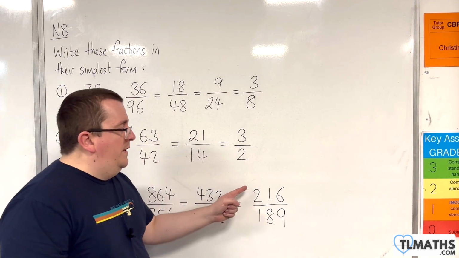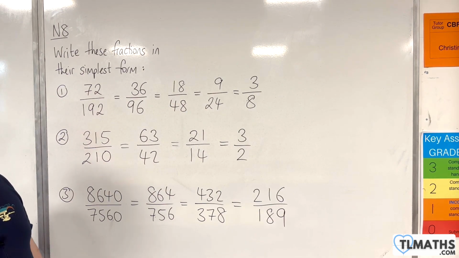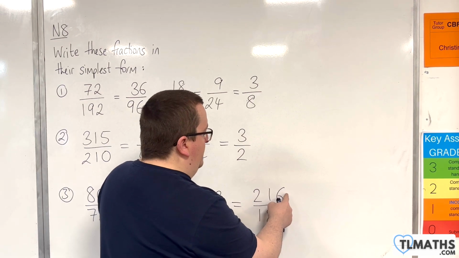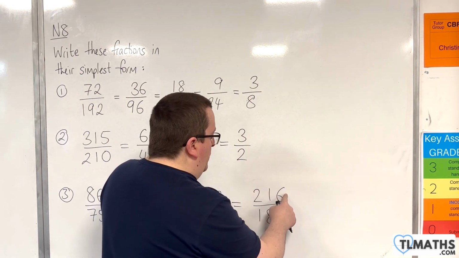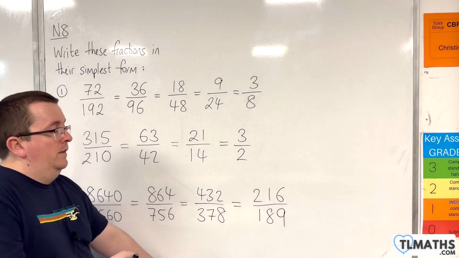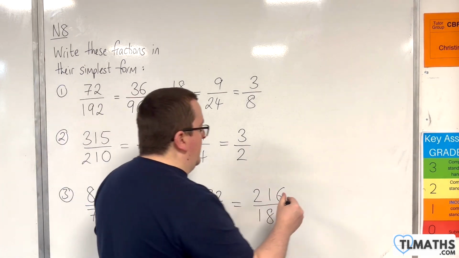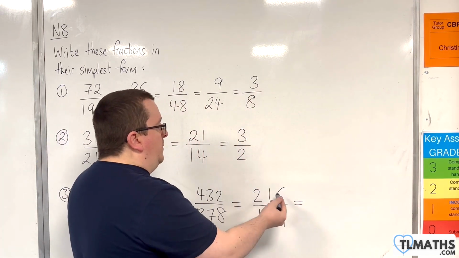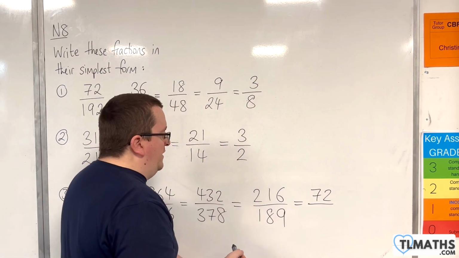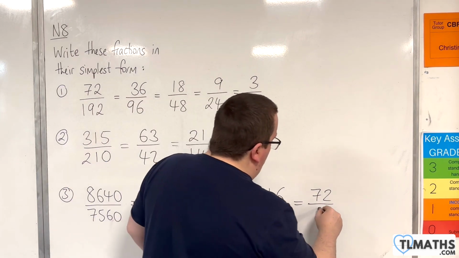Now, they're not both even, so we can't divide through by 2. Can we divide through by 3? 2 plus 1 plus 6 is 9, so that's divisible by 3. 1 plus 8 plus 9 is 18, which is also divisible by 3. So we can divide through by 3 here, and the numerator we're going to get 72, and in the denominator we're going to get 63.